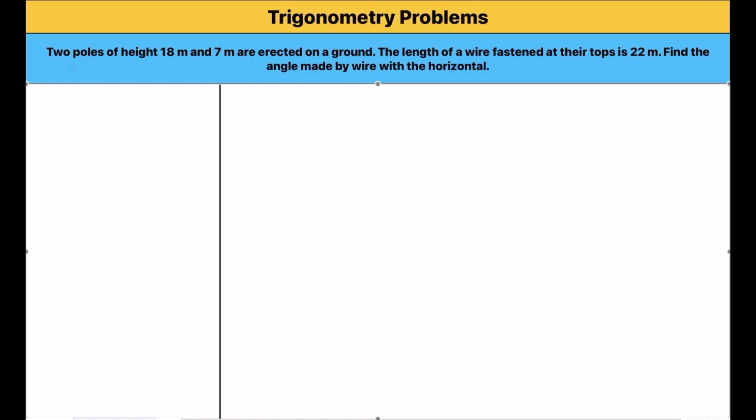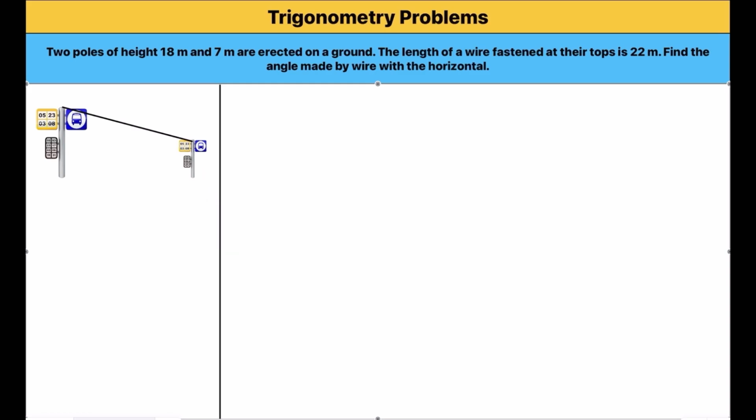Two poles of height 18 meters and 7 meters are erected on ground. The length of a wire fastened at their top is 22 meters. Find the angle made by wire with the horizontal. Let's visualize this first. Here are our two poles. One is 18 meter high, another is 7 meter high, and there is a rope which is tied at the top which is 22 meter in length.